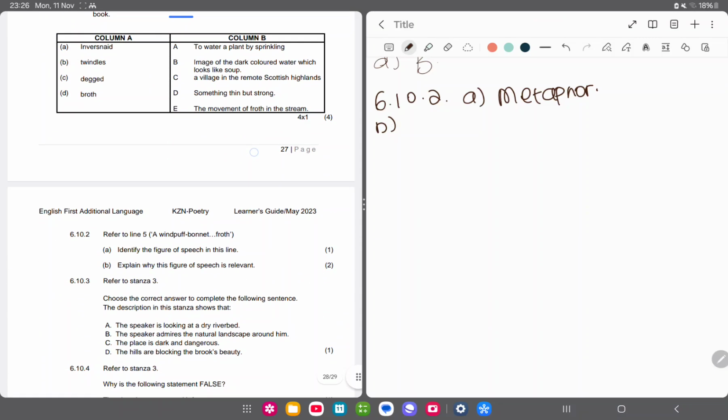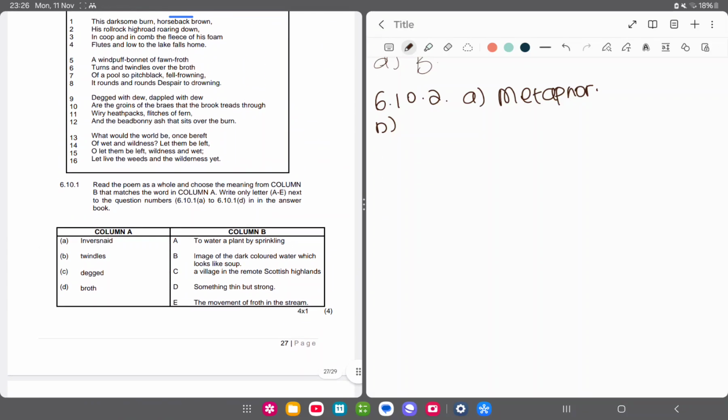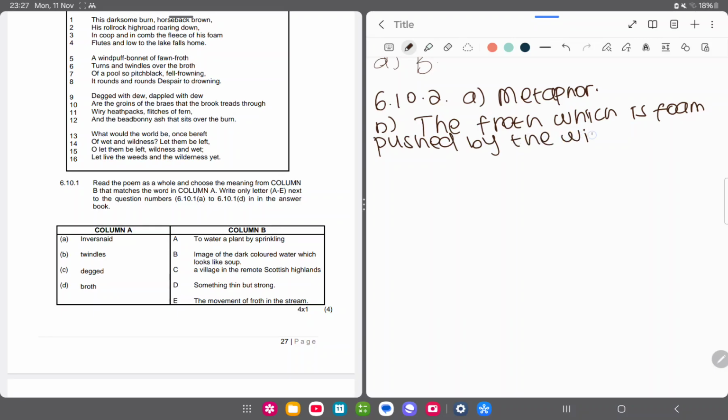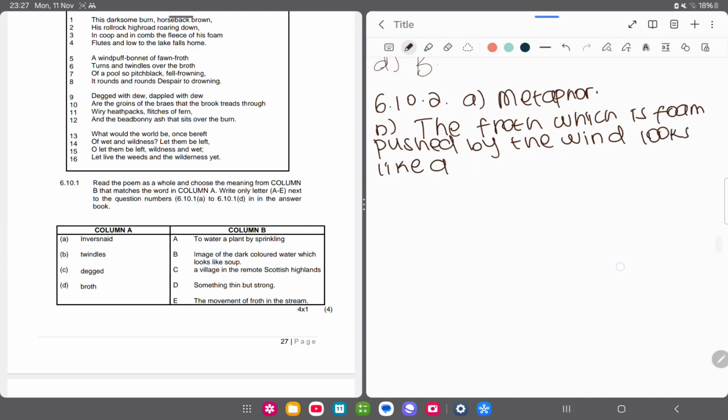Okay, let's go to B. B says, explain why this figure of speech is relevant. We can say that the figure of speech is relevant because the froth, which is foam pushed by the wind, looks like a lady's bonnet.